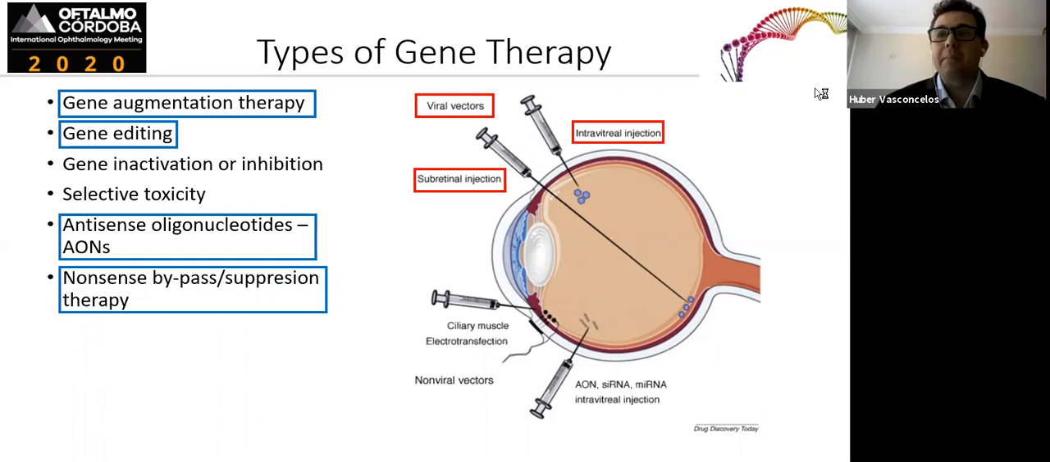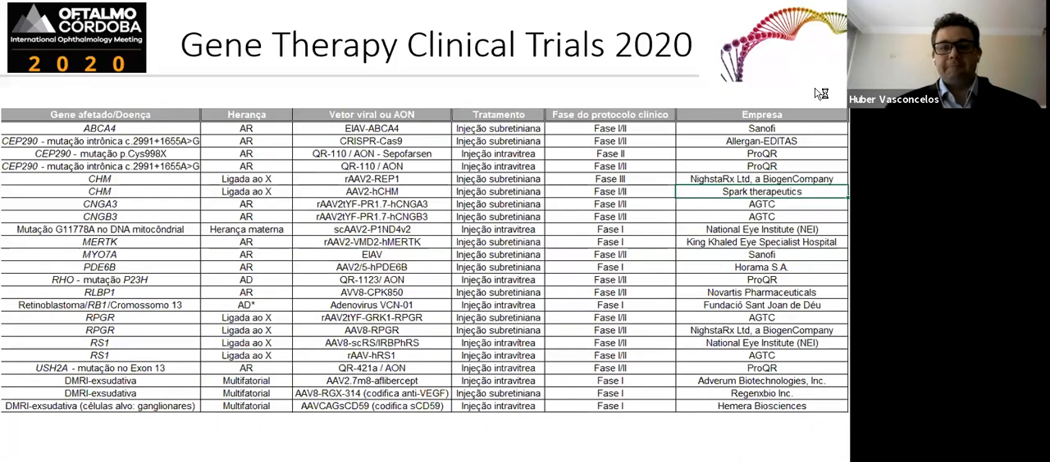So we'll talk a little bit more about it. Here I put a list of some of the clinical trials that are still active today in 2020. There are some that are coming and becoming active too, for all of the genes, using all types of the viral vectors that we talked about, and in different phases of protocol, coming from ABCA4, causing Stargardt disease, CEP290 and RPE65, causing Leber congenital amaurosis, to CHM, causing choroideremia, and other diseases like achromatopsia and retinitis pigmentosa.